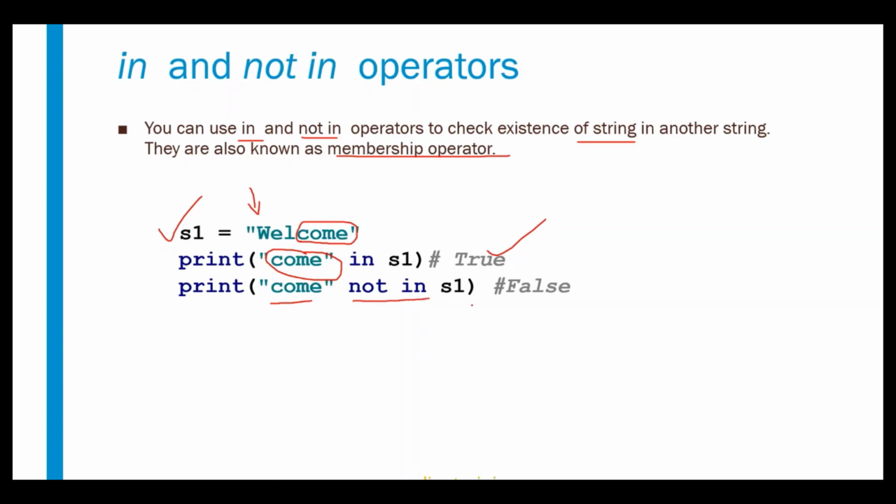So "come" is not in S1. So is it true? No, right? It is already there, so "not in" returns a false here. This is a negative operator. So that is the in operator and the not in operator.